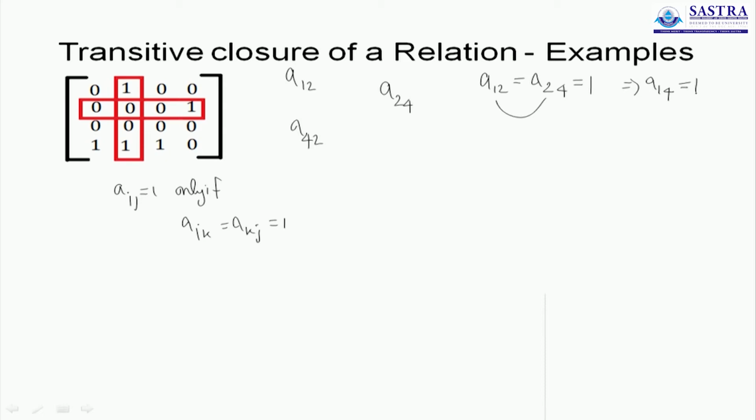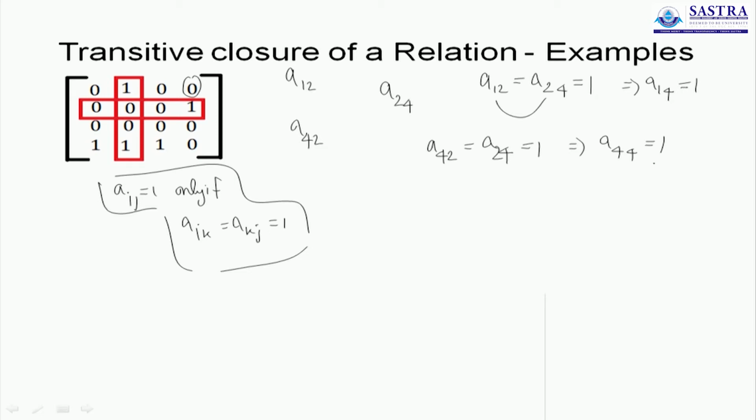We have made one change to the matrix. The entry in the 4th column of the 1st row is now a 1. You can also make one more correction when you compare A42 and A24. Both are 1s. And you see that it satisfies the condition given here: Aik and Akj are 1. Therefore you can make A44 also to be 1.